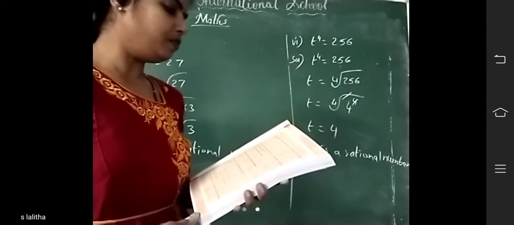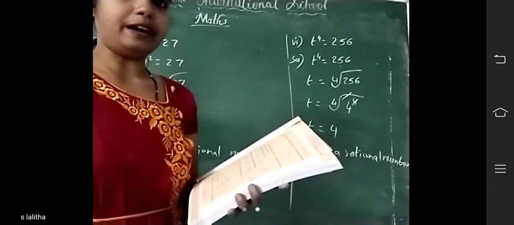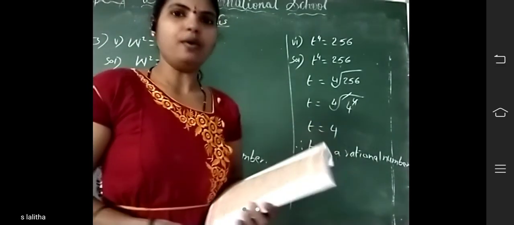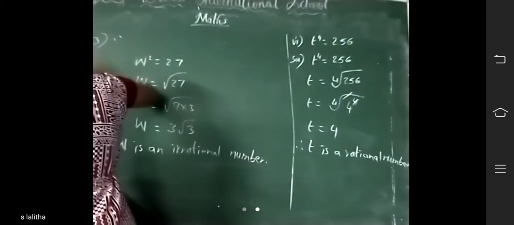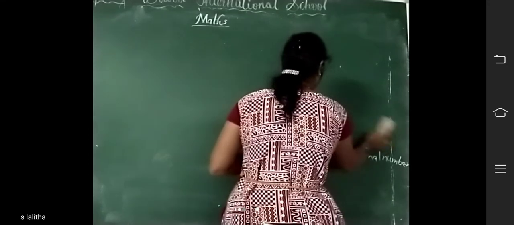Next, fourth question, see children. The ratio of circumference to the diameter of a circle, C by D, is represented by pi. But we say that pi is an irrational number. Why? So here what is the question given? Ratio of circumference to the diameter of a circle C by D is represented by pi.